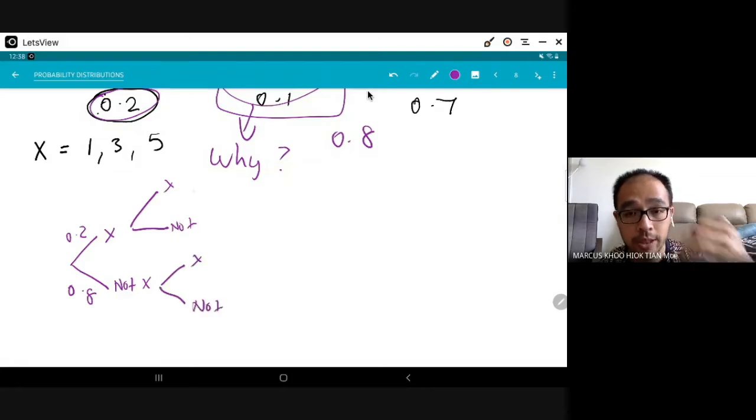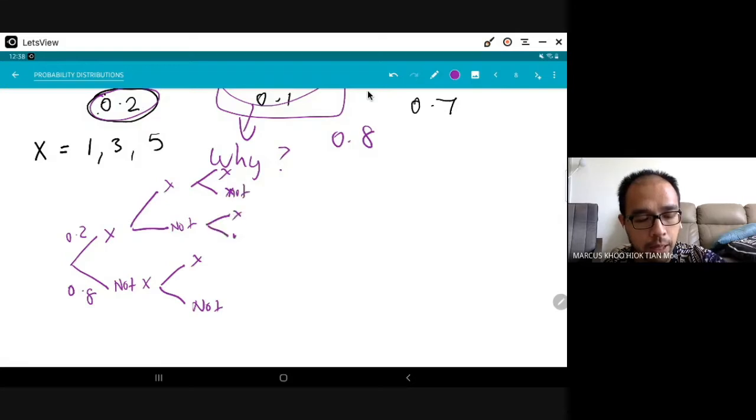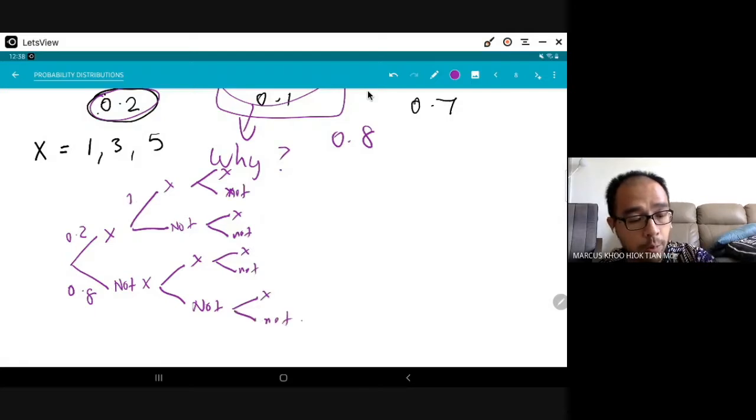And then because you take 3 times, right? So X, not X, not X. X, not X, X, not X, and X, not X. Setiap satu kali itu adalah 0.2, 0.8, 0.2, 0.8, 0.2, 0.8. Okay?